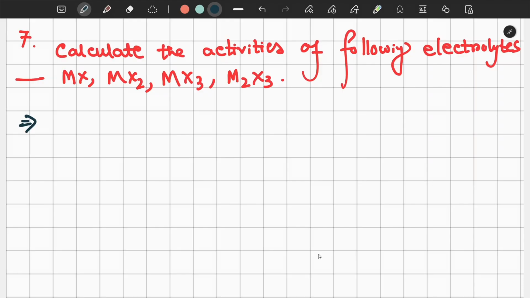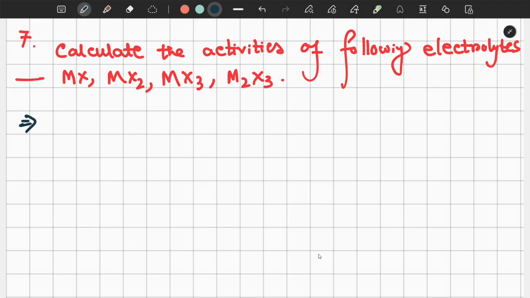66, correct? Yes, that's 66.66. That is the activity, and 100 is the concentration. So this is the basic difference between activity and concentration. So why do these things appear?